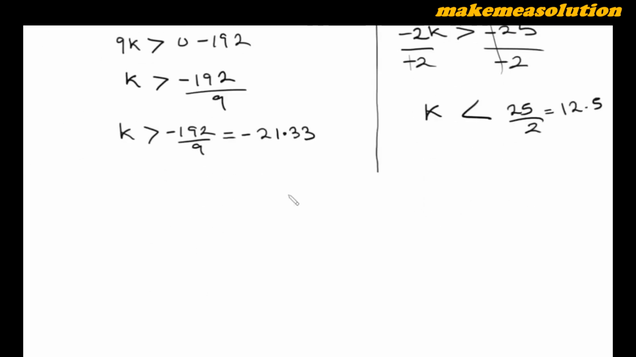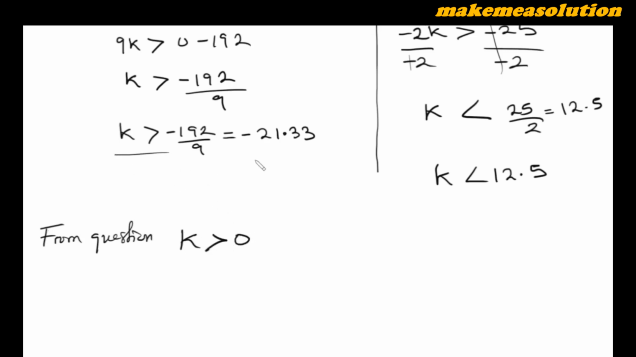So you have k is less than 12.5. Now let's match everything that we have together. We're given from the onset that k is greater than 0. So this value that we obtained at this particular point, k is greater than minus 21.33, and k is greater than 0. Which one are you going to choose? You're going to definitely choose 0, because 0 is more positive than this one.